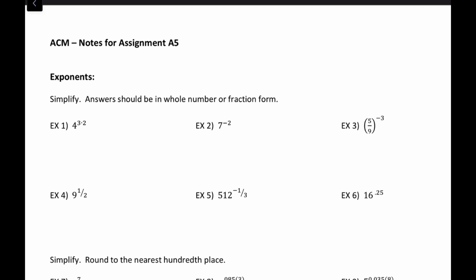So notice we have our directions. It's always good to read those directions. Answers should be a whole number or fraction. So we do not want decimal form for these. When we are using our calculators, I'm going to switch over to our calculator.